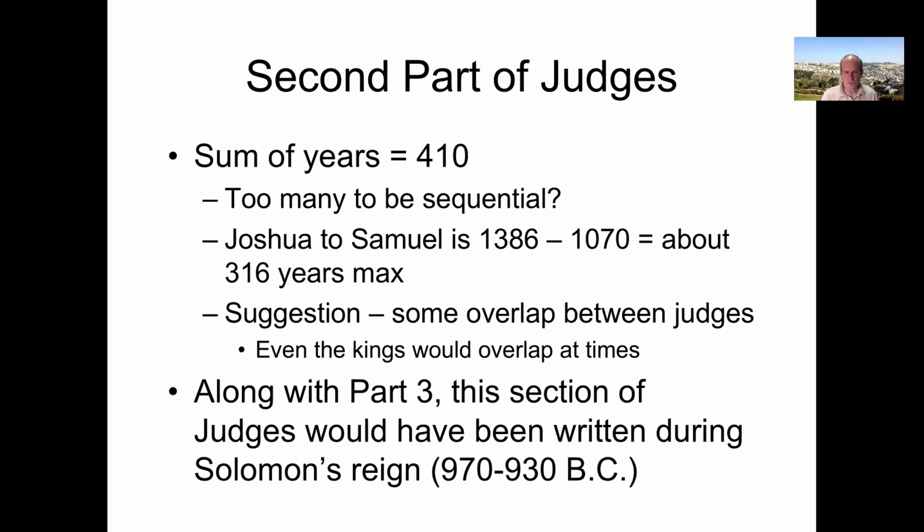Along with part 3, this second part of the book of Judges would have been written during the same time period, during Solomon's reign. The fact that the judges get worse and it shows a degenerating situation supports the author's main contention that the period of Judges was a dark period and the period of the kings was a better period.